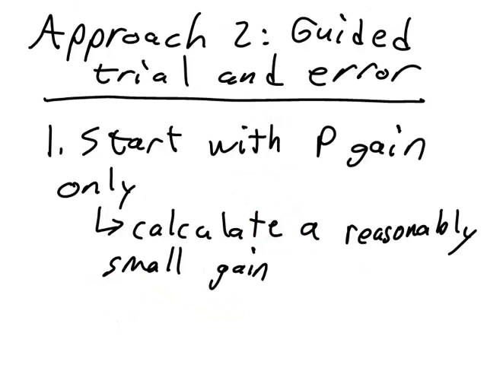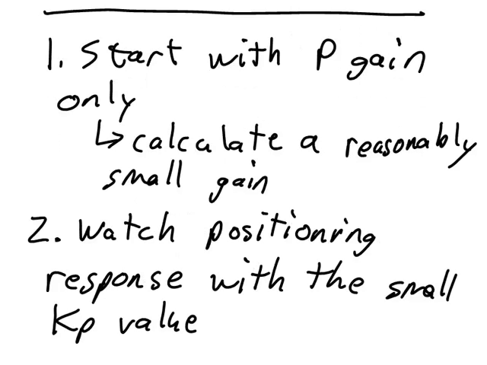Now, let's take a look back at our approach. Step number 1 was to start with only proportional gain and to calculate a reasonably small gain. We've already done this step in this example. Step number 2 is to use this small proportional gain and watch the response as you send a position command to the joint. In other words, we want to watch the positioning response with the small Kp value.